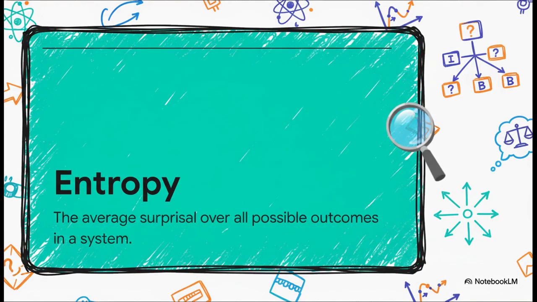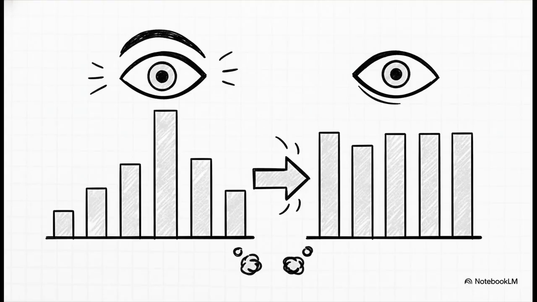So, if that's surprisal, then what's entropy? Well, entropy is just the average surprisal across all the possible things that could happen. Think about our fair die. Every outcome is equally likely, so they all have the same surprise. The average is easy. For our loaded die, things get a bit more complicated, sure, but the core idea is exactly the same.